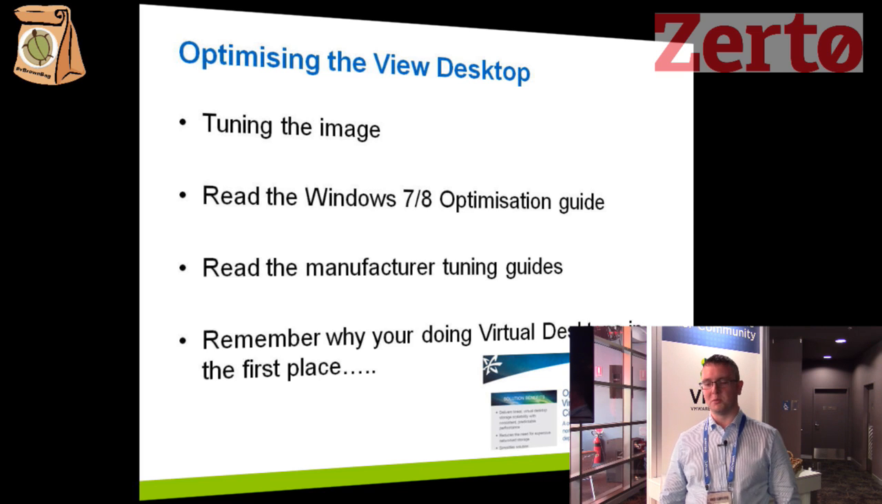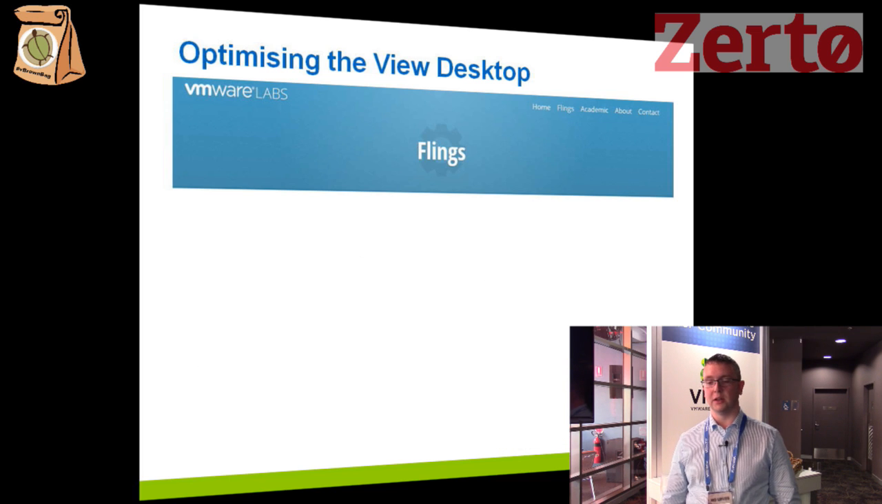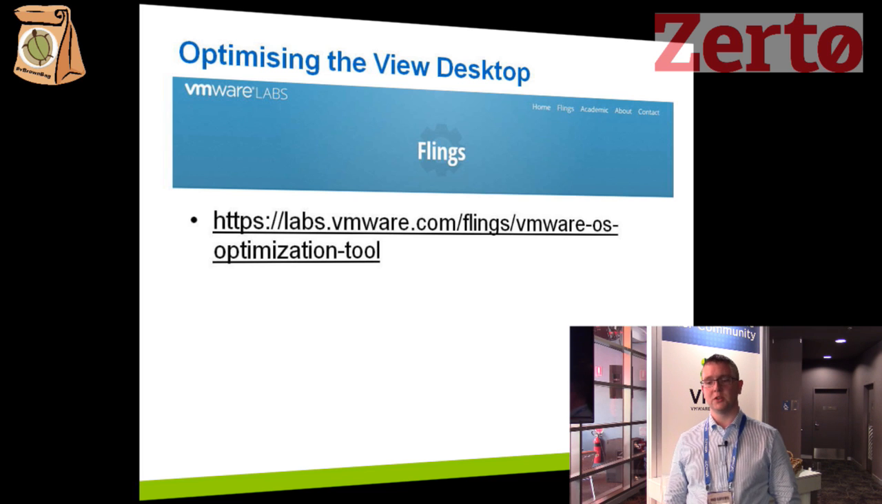But what you've got to always remember is why you're doing virtual desktop in the first place. The whole reason is end user experience. If that fails, your project fails. So whatever you do to tune that, always keep that at the back of your mind. And the best tool that you can use to do that is available through VMware Flings. Flings are little bits of code that people put together, and they're really good little tools to have a look at. And the best one that I've found for tuning the images is the VMware OS Optimization Tool.